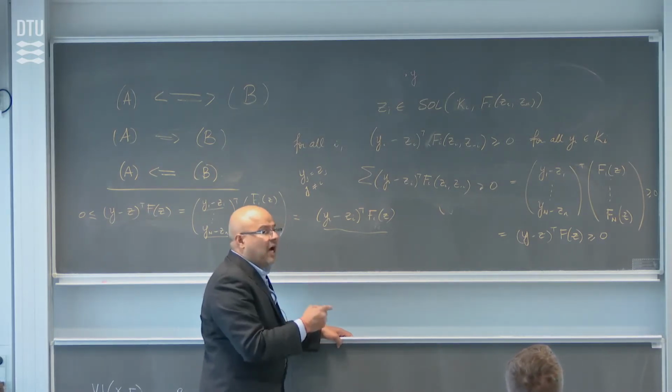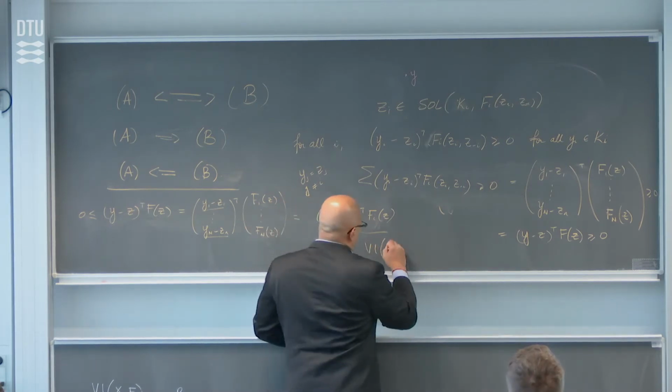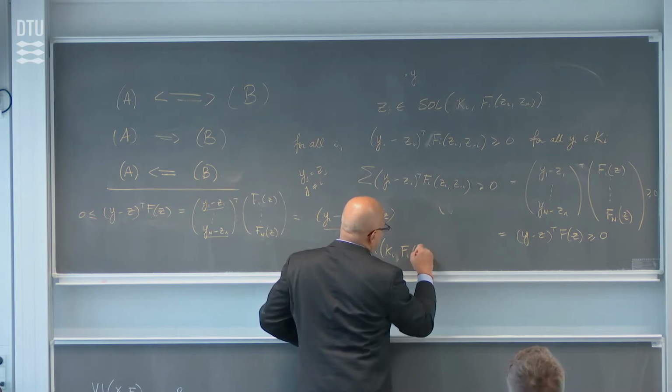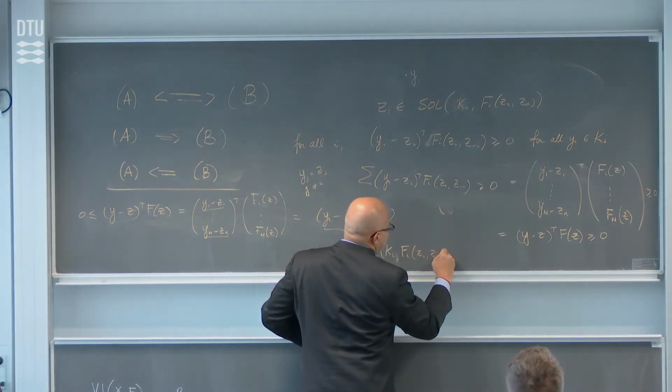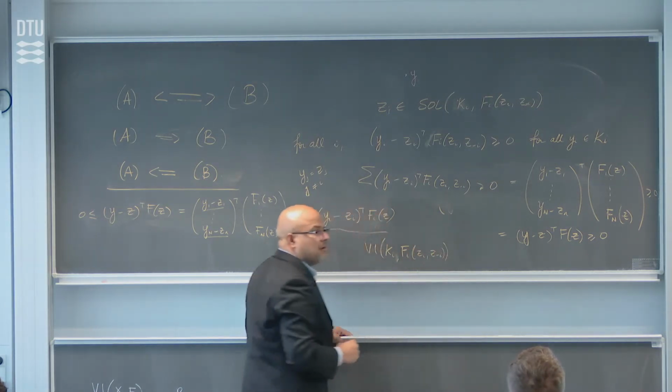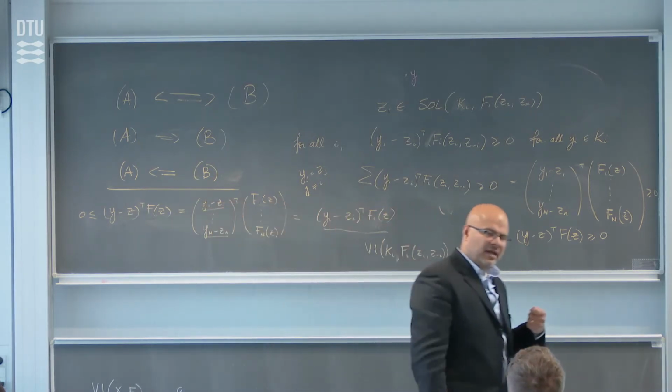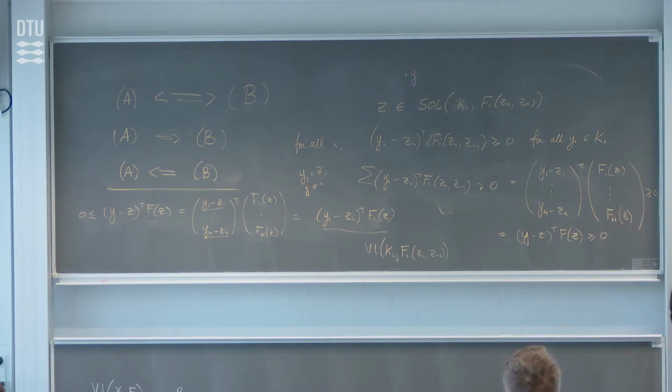solvability of VI(K_i, F_i(., z_{-i})). Okay? So which means that if I get a solution to VI(K, F), I've got a solution to VI(K_i, F_i) given z_{-i}. Okay? Does everybody see this? If not, I'll go through it again.